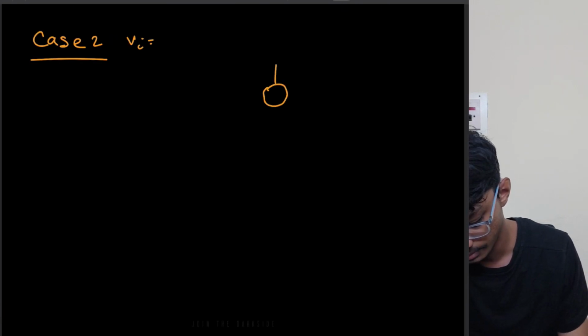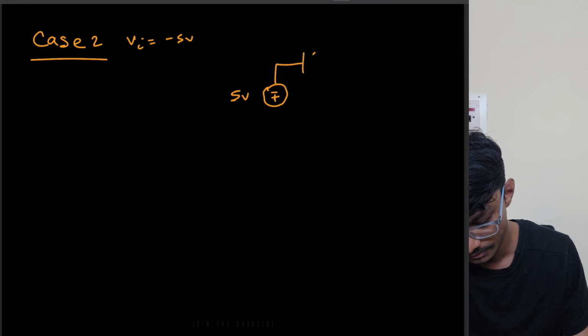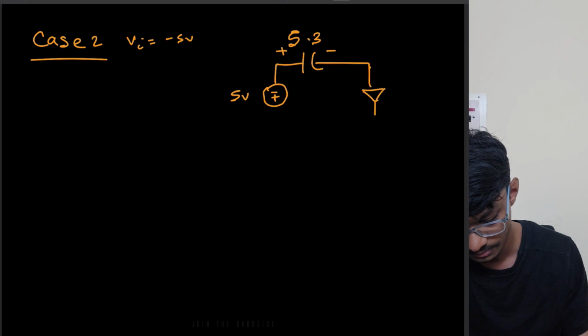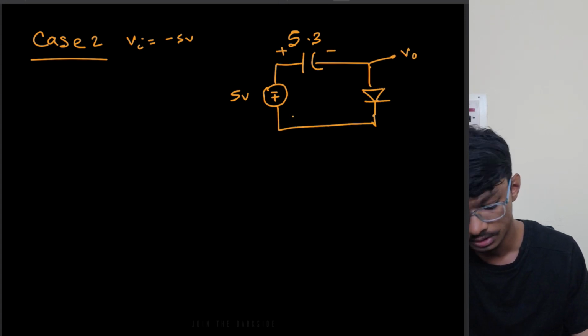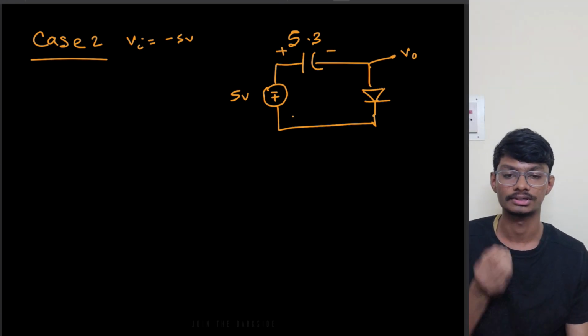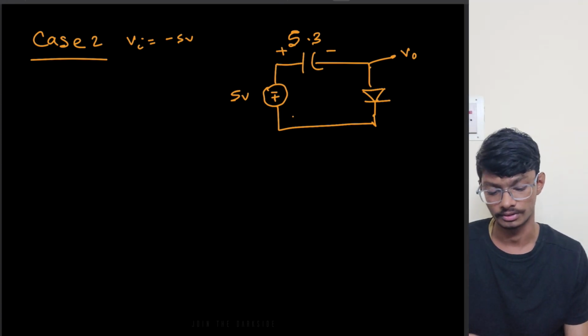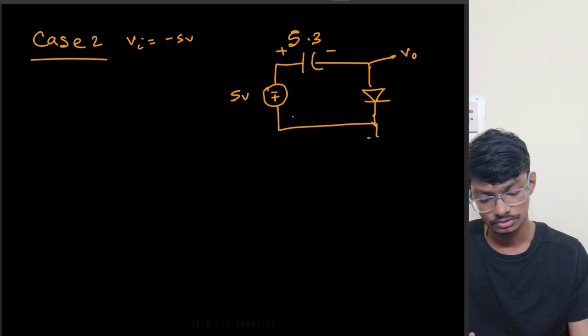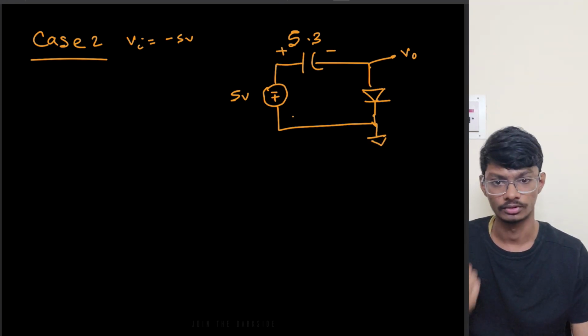This time the Vi is minus 5 volts. This is the capacitor and it is charged to 5.3 volts, plus minus. This is the diode. From here we can see that obviously the anode is connected to the negative potential, so this diode won't get turned on.